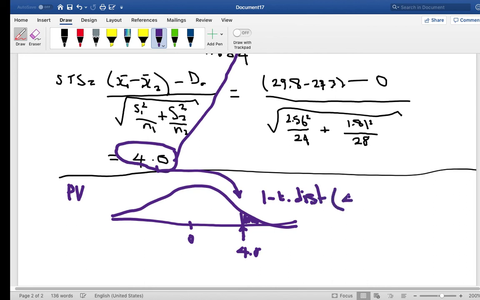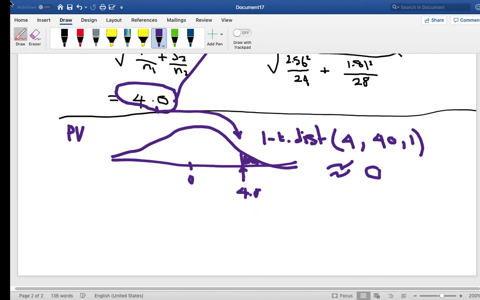To work out that area in that tail there, it's going to be 1 minus t dot dist, you can put a more accurate figure than 4. The degrees of freedom are 40. The template worked that out for us. And then 1 or true. And when you do that, you're going to get a value coming to approximately equal to 0. And what does that mean?